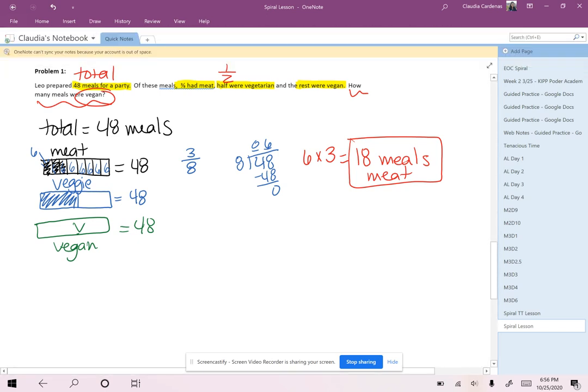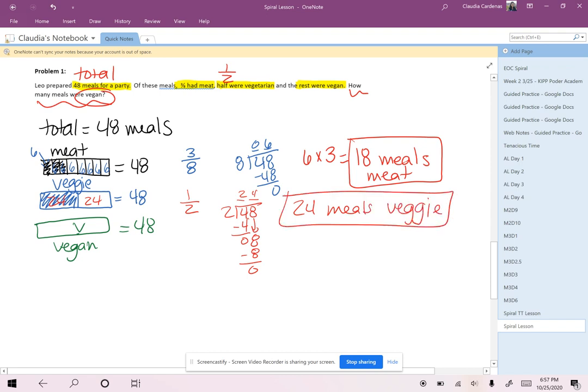If I look at the next part, 1 out of 2, or 1/2 of them are veggie. So now I'm breaking the total into 2 pieces: 48 divided by 2. Okay, oops, I'm sorry, that's a 4, and that's a 0, and then 2 goes into 8 4 times. So this box represents 24 and this box represents 24, but we only need the shaded part. So 24 meals are veggie.